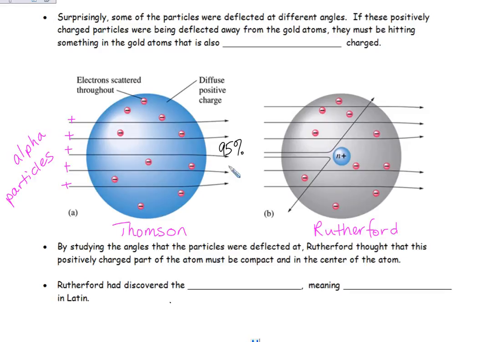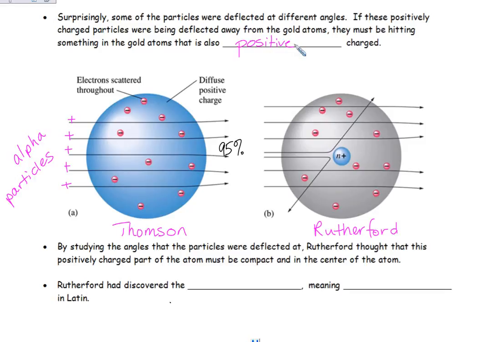And so he starts thinking about these positive alpha particles. Opposites attract, likes repel. So it's almost like my positive alpha particles are hitting something that must also have a positive charge, or be positively charged. And so then he said, well, maybe I can just tweak Thomson's model a little bit.